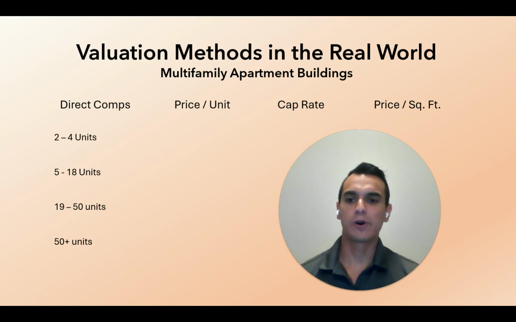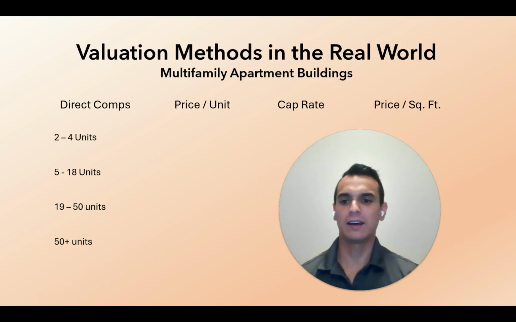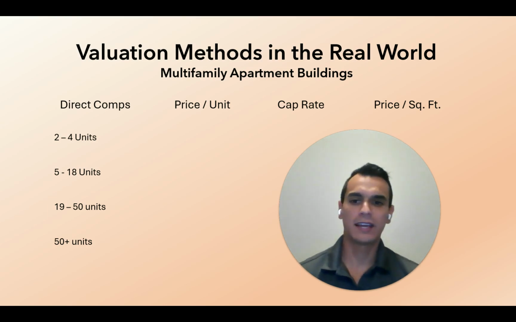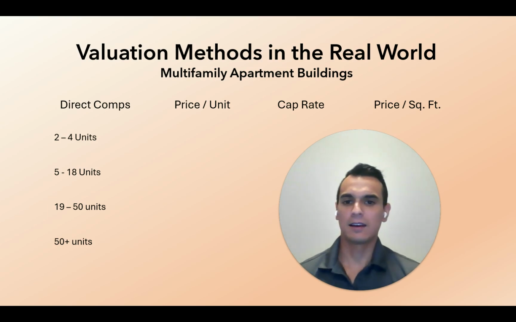So I've broken up the number of units here. This is completely arbitrary. This is not necessarily to be taken as gospel that at these junctures different weightings are used. But I do want to use it for illustrative purposes to show where you might use each of these valuation methods for each size property. So we'll start with the easiest one, 2 to 4 units.